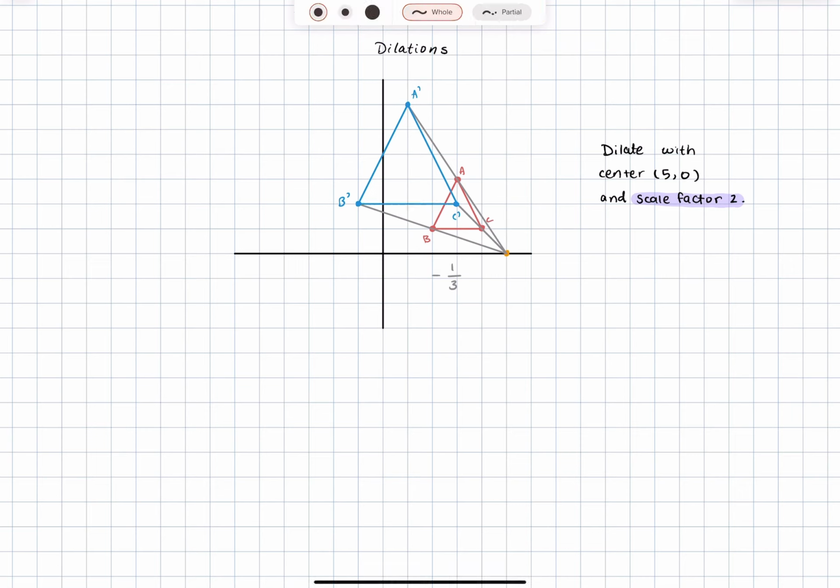And you can see that, let me erase these gray lines. As you can see, we have stretched the shape with the same proportion. So these are similar triangles. The before and after are similar triangles, but they're not the same. So that's what it means to dilate with the center of 5, 0 and a scale factor of 2.